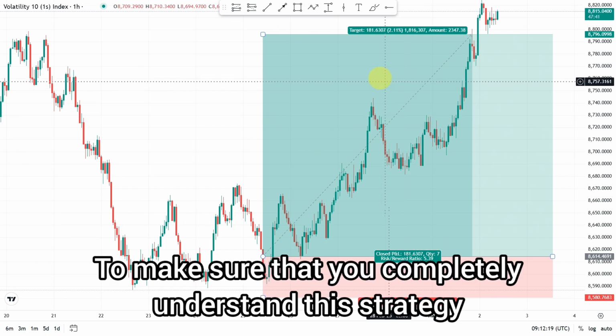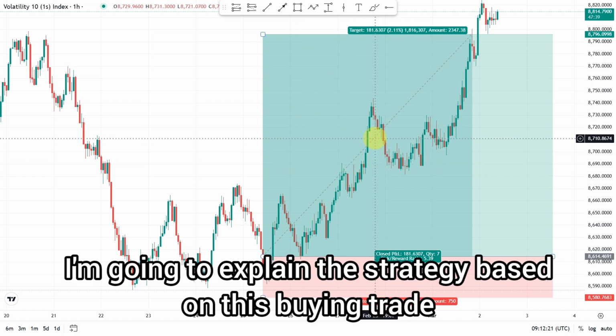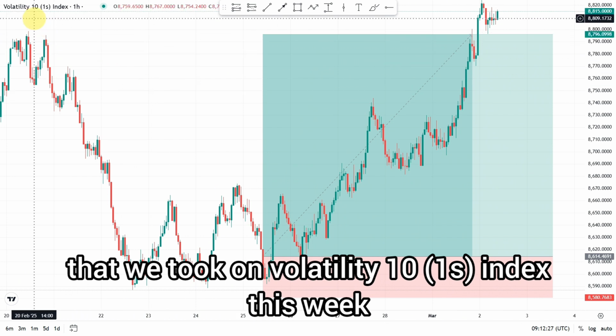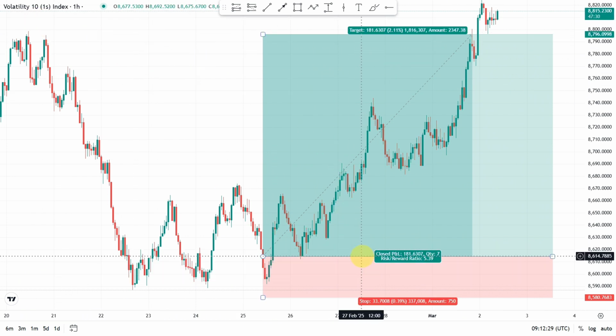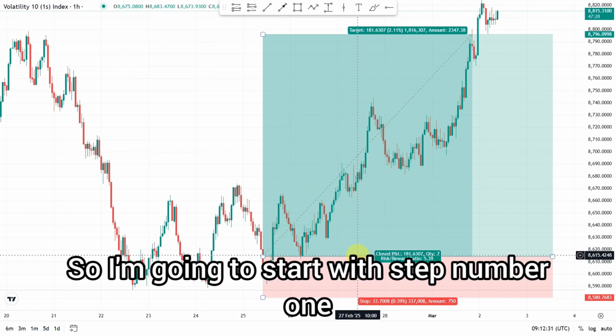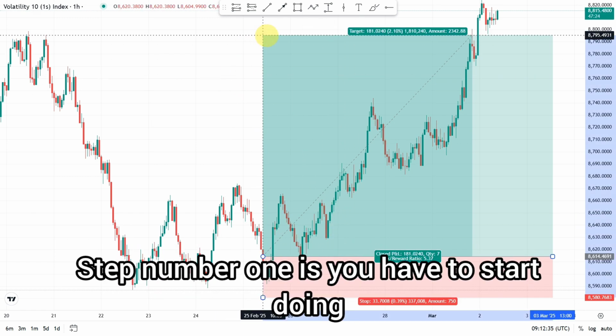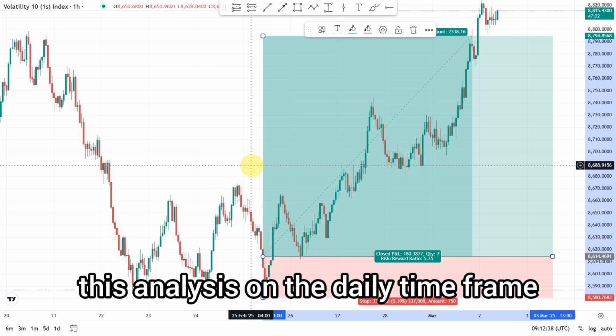To make sure that you completely understand this strategy, I'm going to explain it based on this buying trade that you see on the screen, that we took on the Volatility 101 (1s) Index this week. I'm going to start with step number one. Step number one is you have to start doing this analysis on the daily time frame.